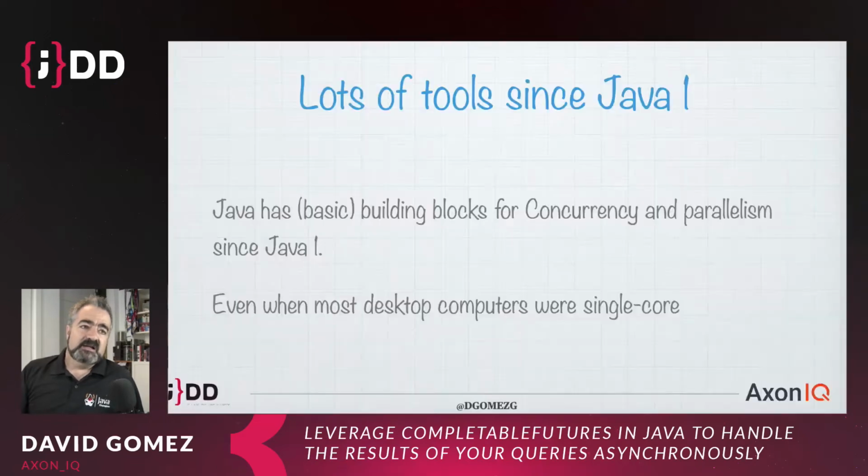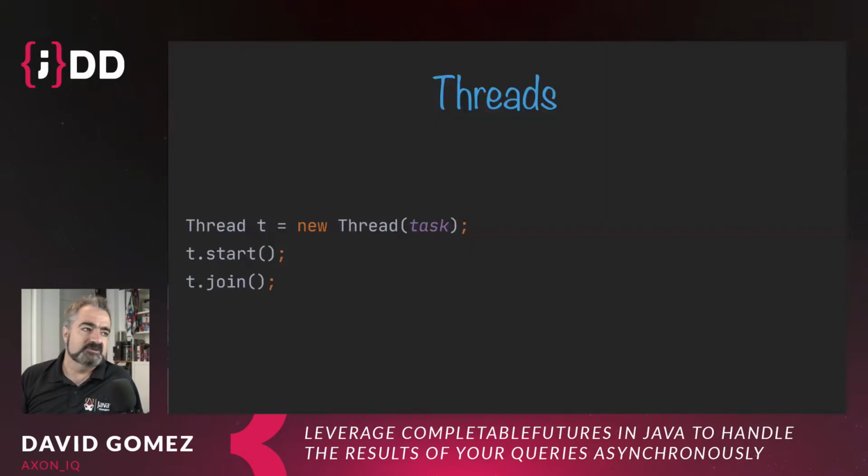In Java, we have had support for concurrency and parallelism since the very beginning, in the form of threads. These initial versions of Java had very basic support for concurrency and parallelism, and even when most desktop computers were single core, we could benefit from that. The way we used to do that was by using Thread. Probably most of you have already at some point in your career written this kind of code, in which we had to create a new thread, then start the thread, and then wait for the thread to finish its work.